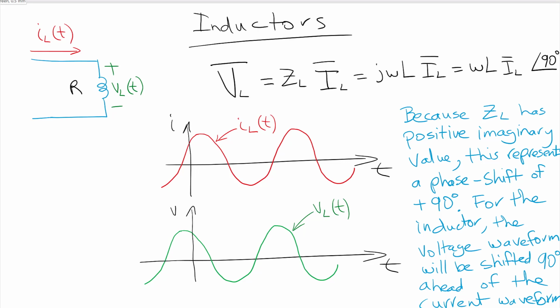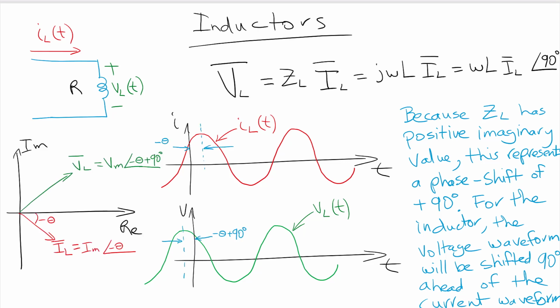Okay, so let's look at it in terms of the phasor diagram just to make it a little bit more explicit. So now if we're given this current as defined, it's defined as having a phase, in this case minus theta. So the cosine waveform has shifted over to the right by minus theta. And then what is the effect on the voltage waveform? Well, the voltage waveform shifts over to the right by 90 degrees. And that's expressed over here, minus theta plus 90.